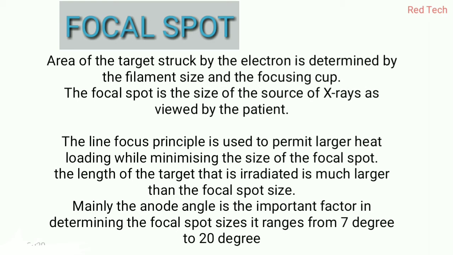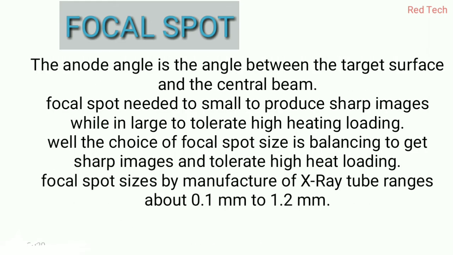Size of the focal spot is basically the size of the source of X-rays, whether the X-rays come from a small or a large area. This is basically the focal spot. And the term I used earlier, anode angle, is basically the angle between the target surface and the central beam. This is basically the anode angle. And you have to remember that the focal spot needs to be small to produce sharp images.